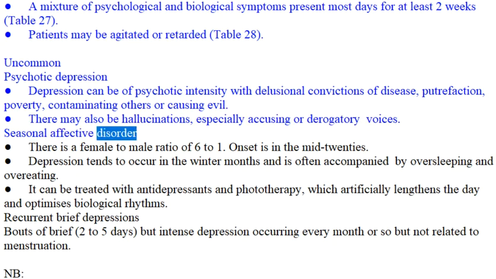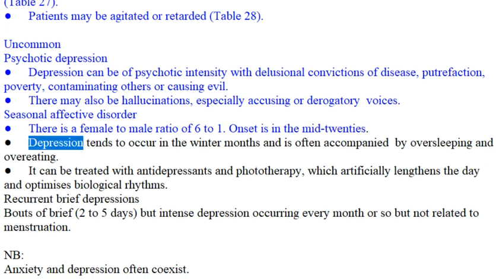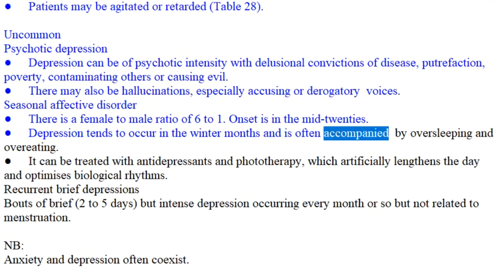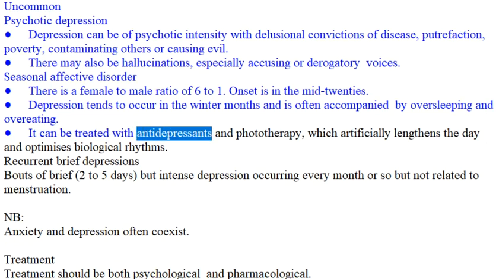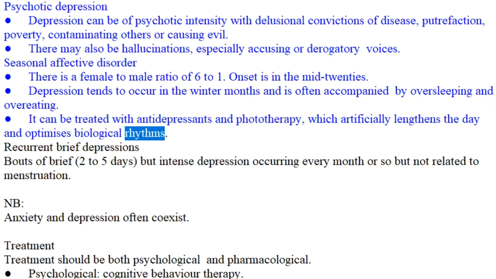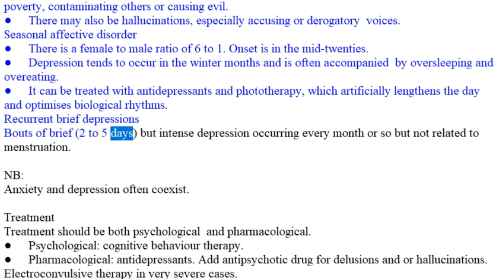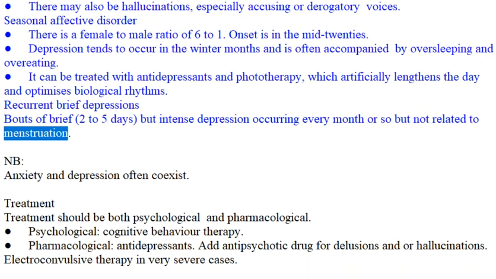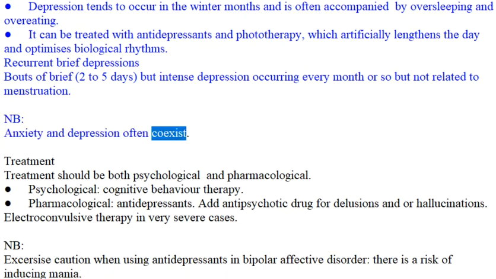Seasonal affective disorder. There is a female-to-male ratio of 6:1. Onset is in the mid-20s. Depression tends to occur in the winter months and is often accompanied by oversleeping and overeating. It can be treated with antidepressants and phototherapy, which artificially lengthens the day and optimizes biological rhythms. Recurrent brief depressions. Bouts of brief, 2 to 5 days, but intense depression occurring every month or so but not related to menstruation. NB. Anxiety and depression often coexist.